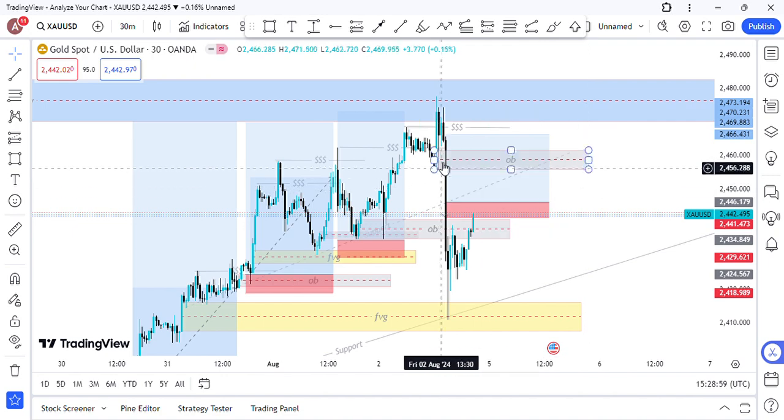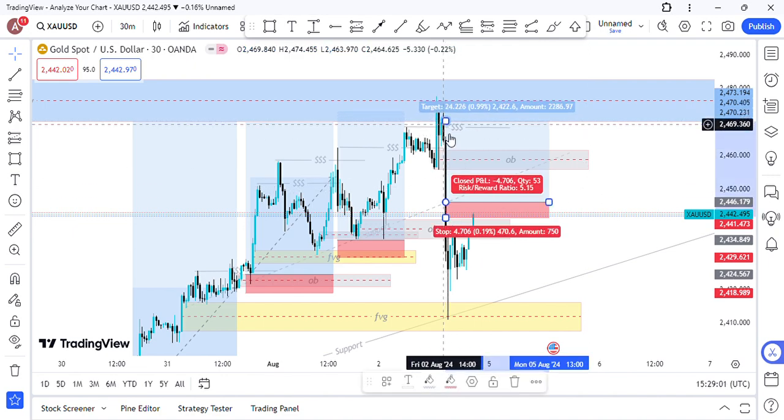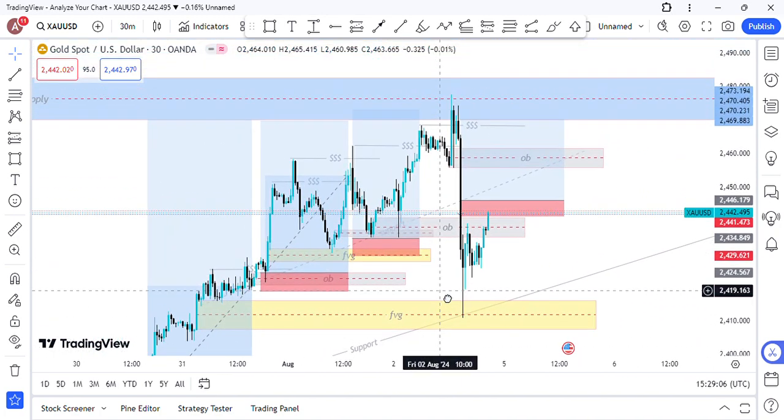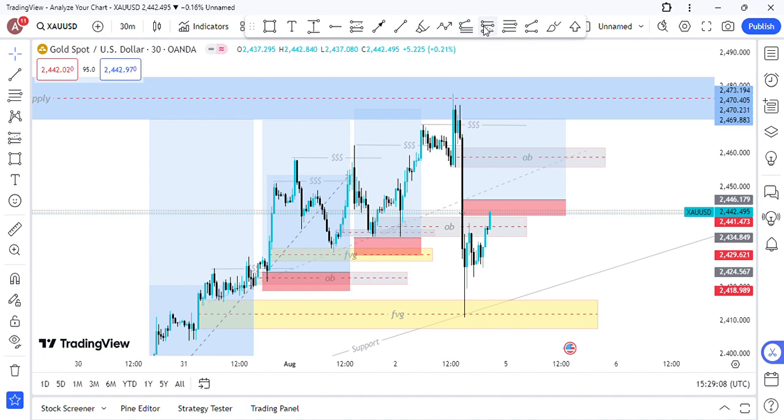It was a loss. So just like I said, it won't favor you all the time. Now let's look at the sell side, the sell trades. So we have a clean trade right now.